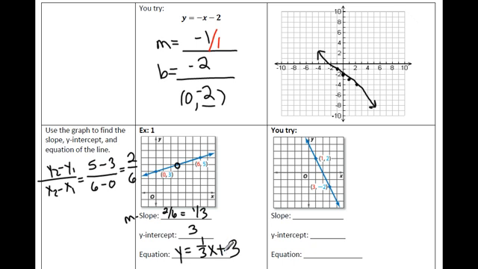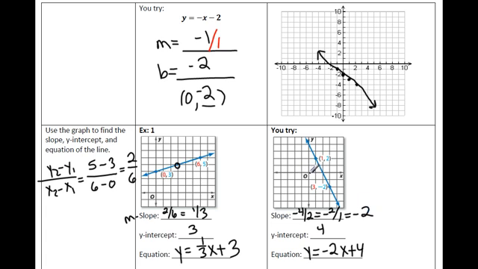Okay, let's see if that makes sense to you. Push pause, do the U-try, and then come back and check yourself. If I do my count, I went down 4 spaces and then right 2 to get to the next point. So negative 4 over 2 would simplify to negative 2 over 1 when I'm counting a rise and a run. But when I write my equation, I write it in simplest form as just a negative 2.